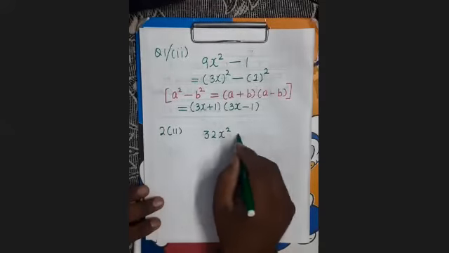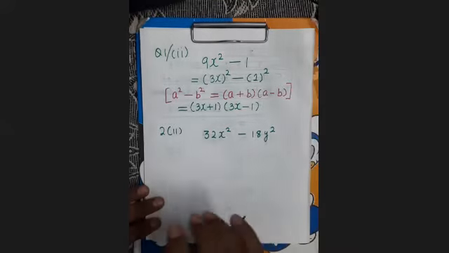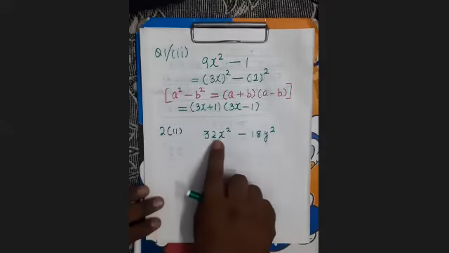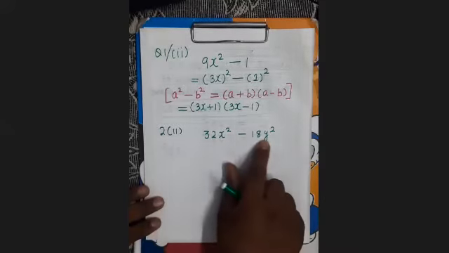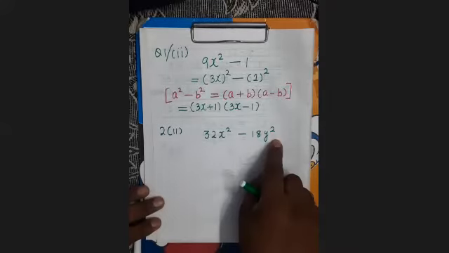32x square minus 18y square. So first you see whether anything is common from both the terms. How many terms are there? There are two terms. One term is this and the other term is this.